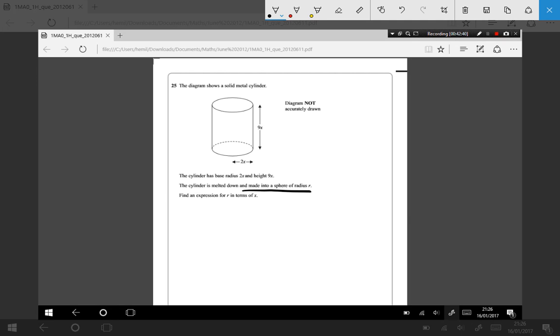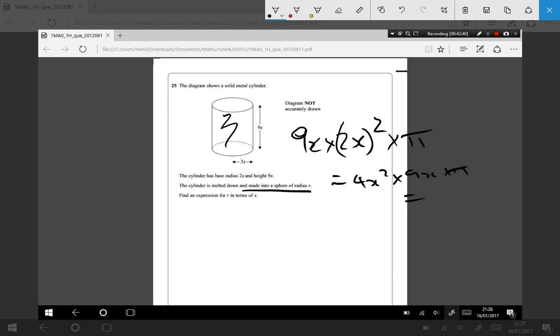So we know that the volumes would be the same. So let's find the volume of this. So 9x times 2x. And it's pi r squared h, which is the formula. So we square that, times that by pi. So it's 4x squared times 9x times pi, which would give us 36x cubed pi.